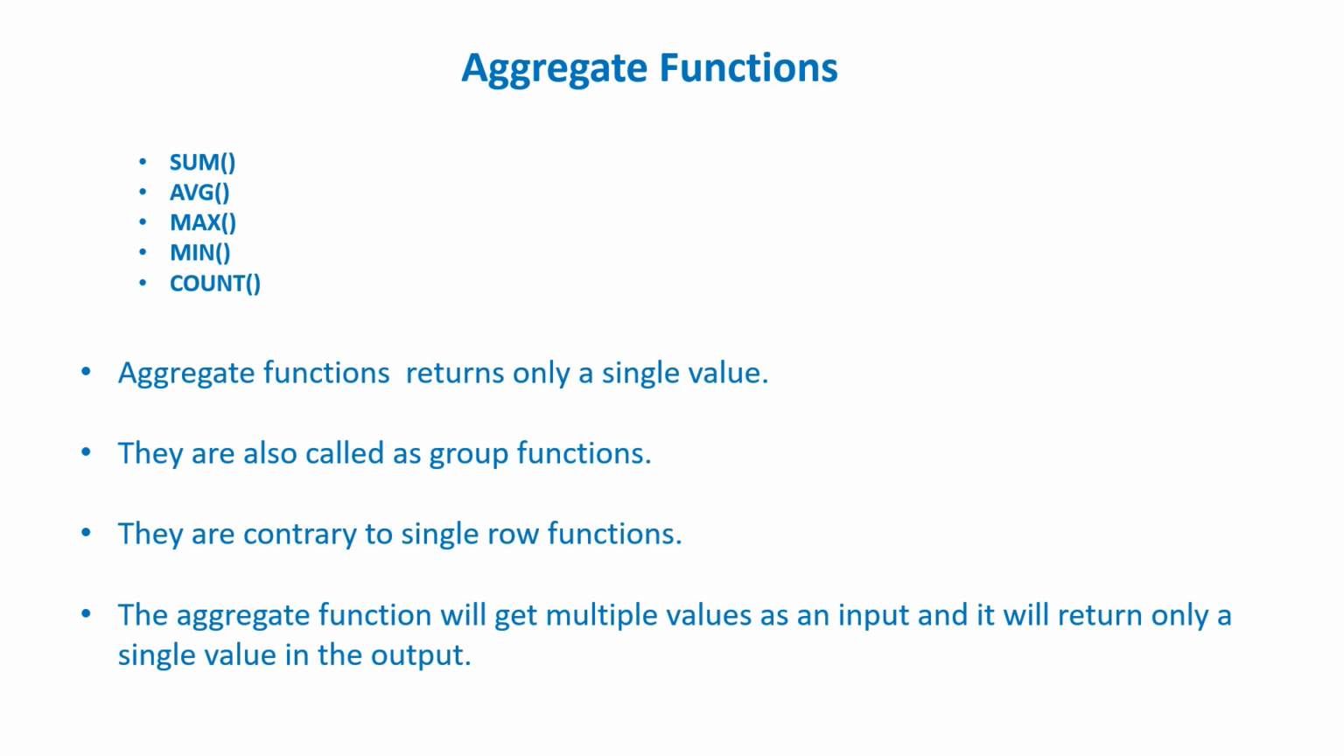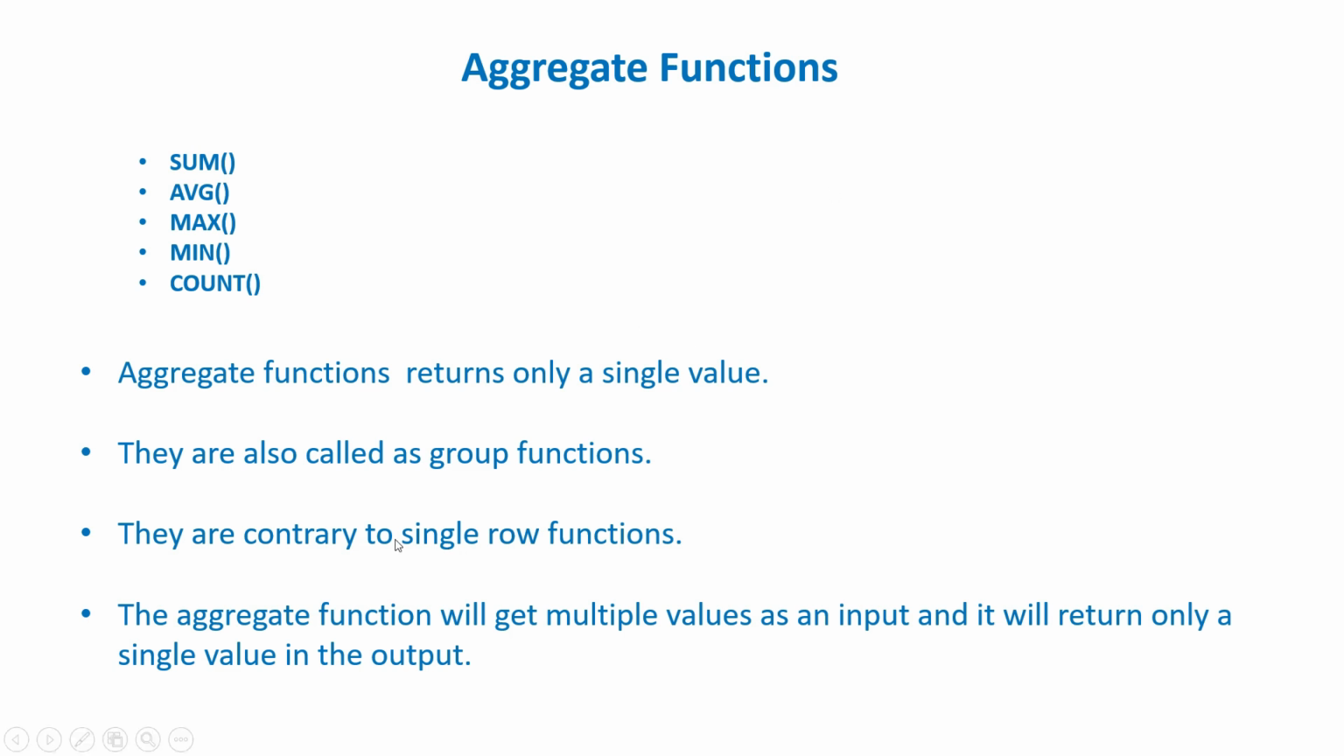They are also called as group function. Why group function? Because it is taking multiple values and giving you only a single value as an output. They are contradictory to single row function, right? Now there is a concept in SQL which is called single row function. We will be learning that single row function, but just for time being, you need to understand that aggregate functions are completely opposite to single row functions.